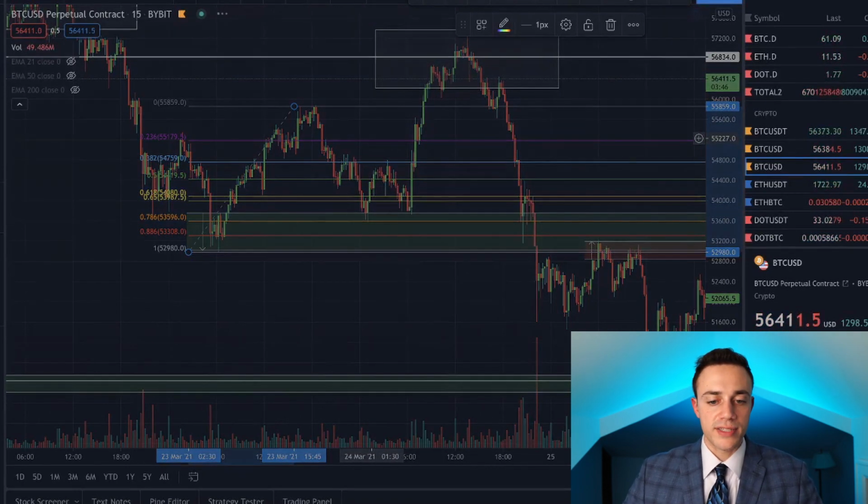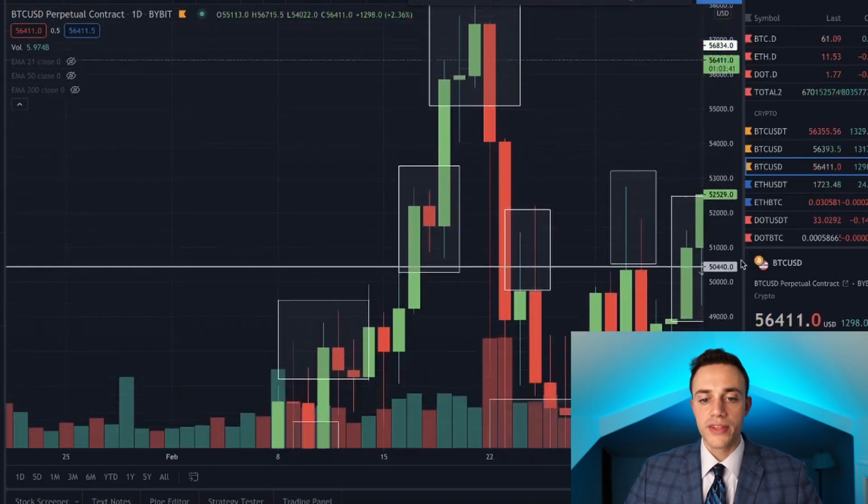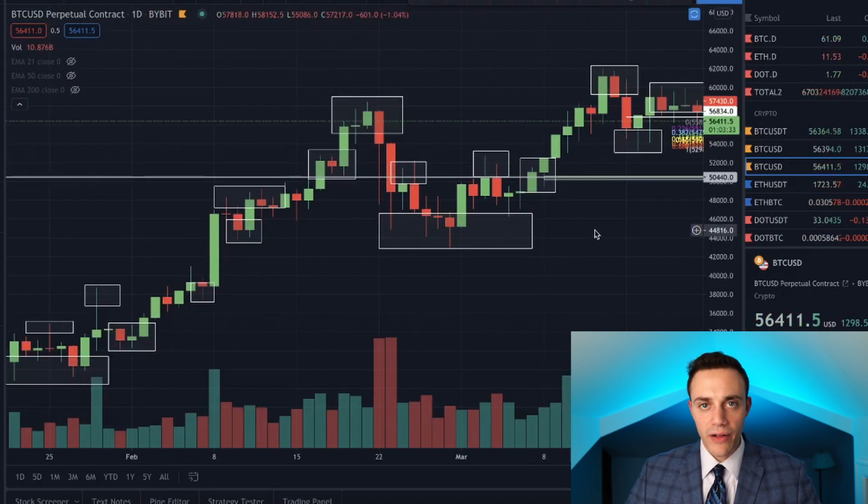So it's the same thing. You'll see this on the daily, you'll see this on the weekly. The fractals are always there. The supply and demand zones are always there. It doesn't matter what time frame you're looking at. It's just how the market works.